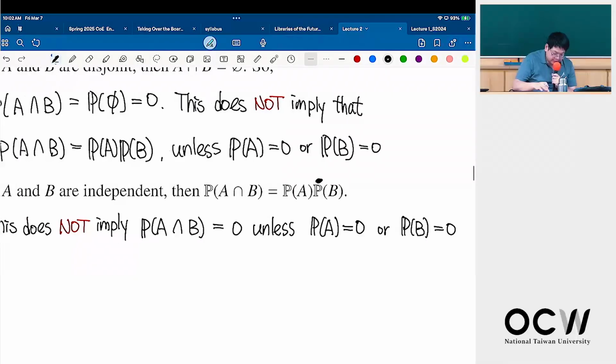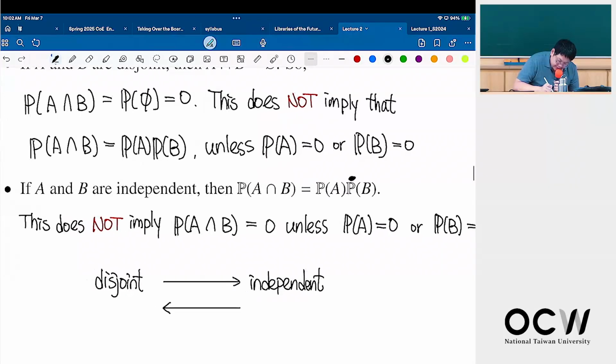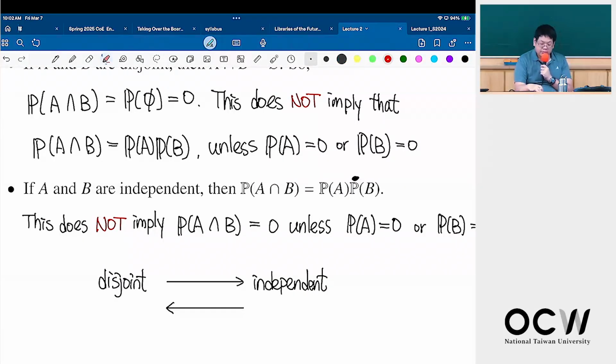So, for the conclusion, can we say if two events are disjoint, that implies independent? And also, if two events are independent, does that mean that they are disjoint? Which is no.